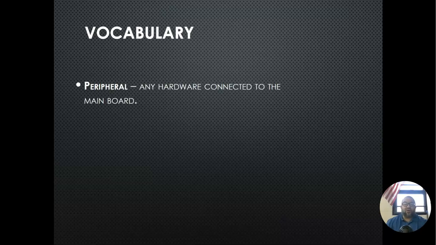A peripheral, you heard me use that term. A peripheral is any piece of hardware connected to the motherboard. Anything. It could be a card, a keyboard, a printer, speakers. It doesn't matter. If it's connected to the computer, either by USB or through other ports, it is a peripheral. Even if it's wireless, there's still something that's connecting to it. Even if it's Bluetooth, it's still a peripheral because it's connected using Bluetooth technology.